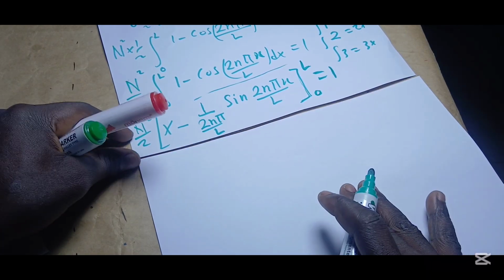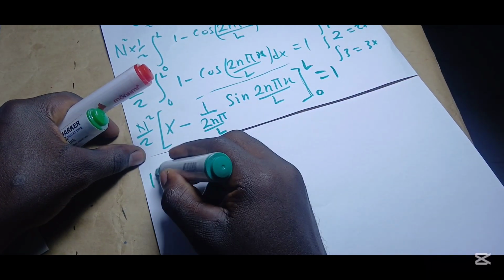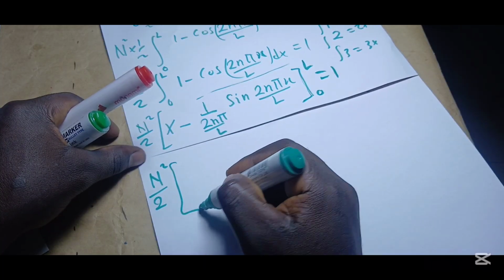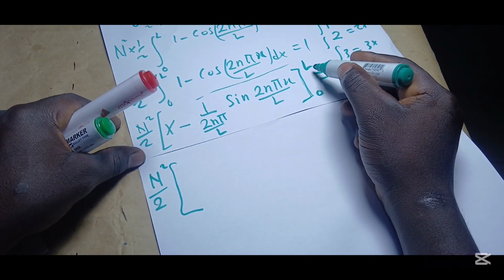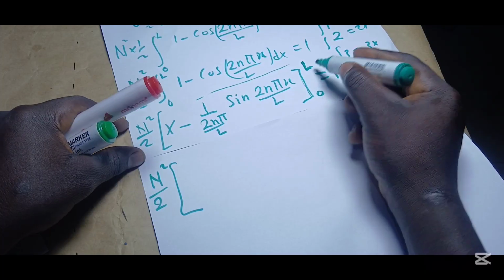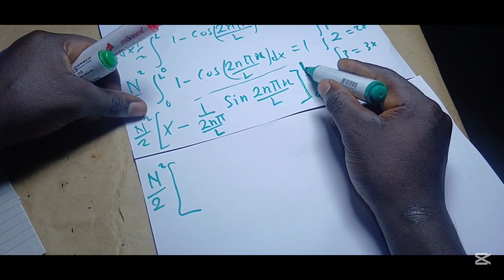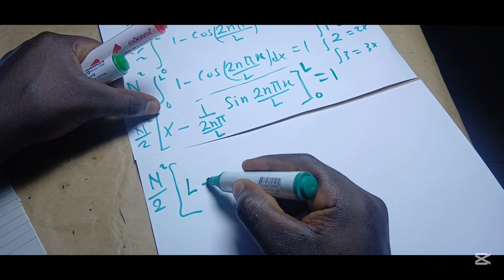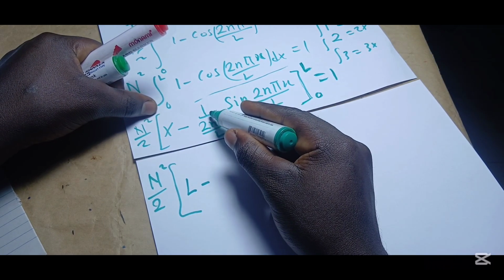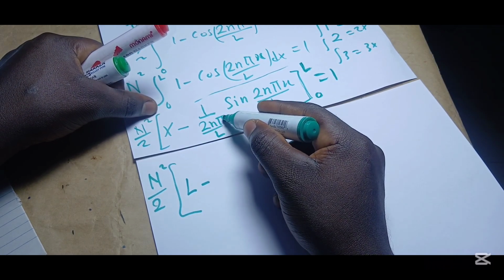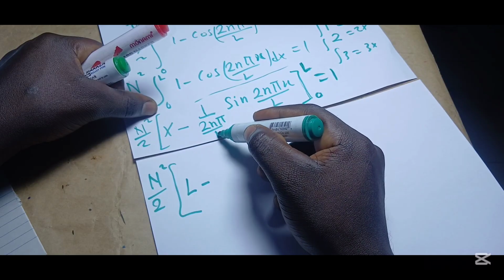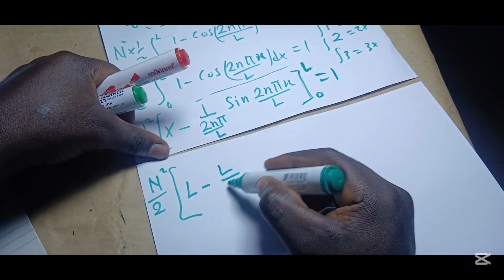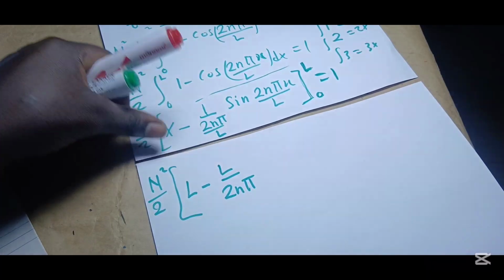So now let's put in the limits. So n squared over 2. Firstly we put in the upper limit. Wherever we see x, we put L there. So L minus, 2n pi over L can also be written as L over 2n pi.